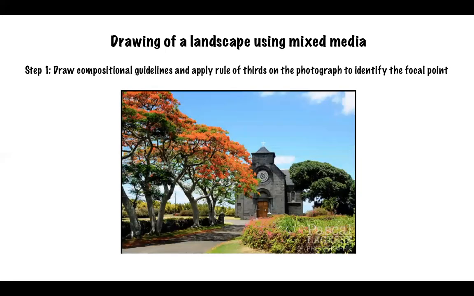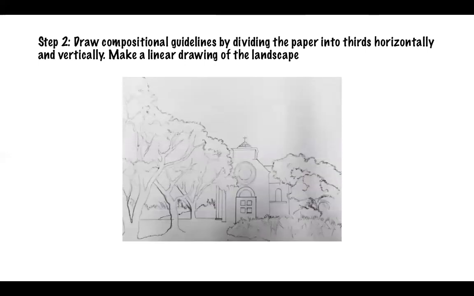Now I will show you how to draw a landscape using mixed media. Step 1. Draw compositional guidelines and apply rule of thirds on the photograph to identify the focal point. Step 2. Draw compositional guidelines by dividing the paper into thirds horizontally and vertically, making a linear drawing of the landscape.